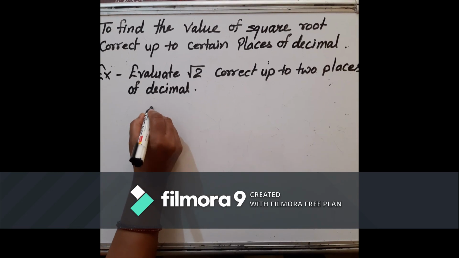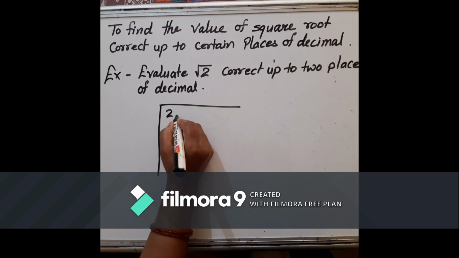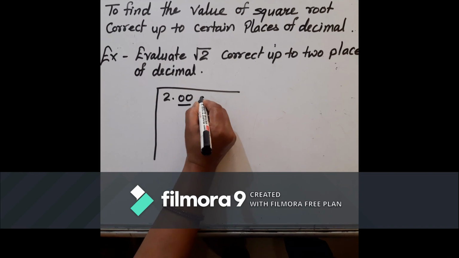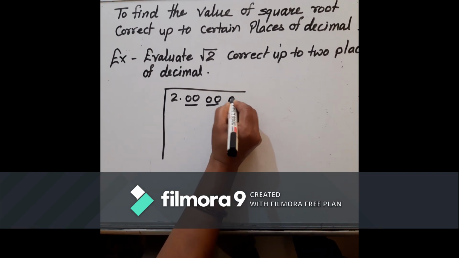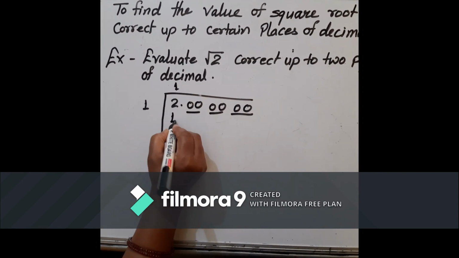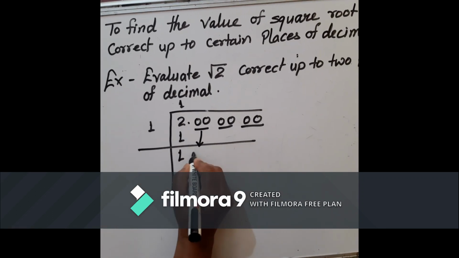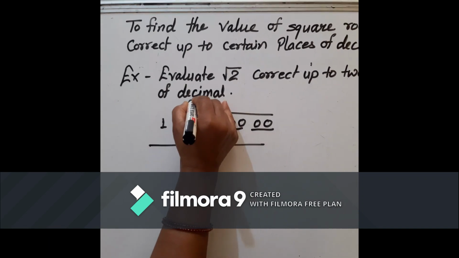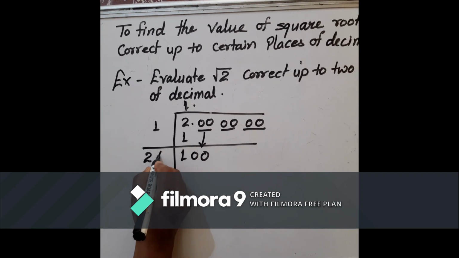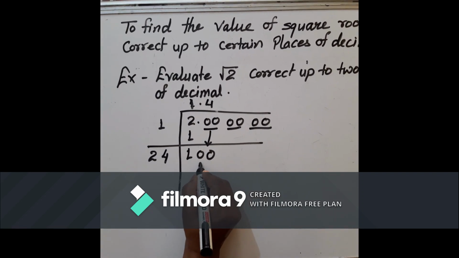Using the long division method, we put the 0s. How many pairs are taken? Up to 3 places, we take 3 pairs. Just 1 1 is 1, and then put the decimal, then 1 plus 1 is 2. 24 4s are 96, and 5s would be more than 100.